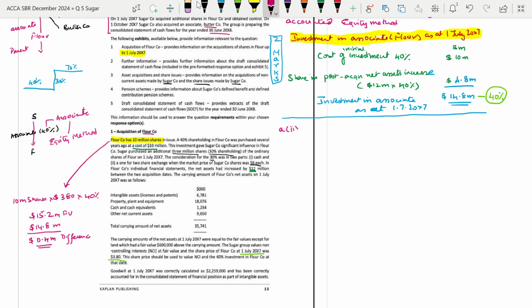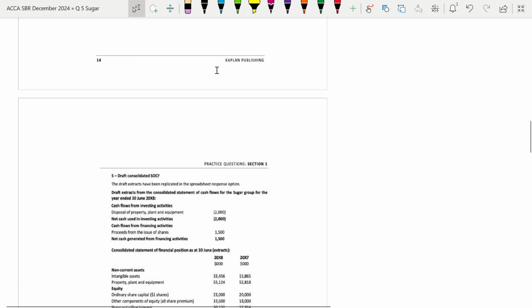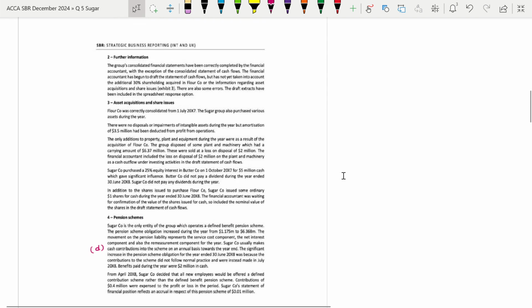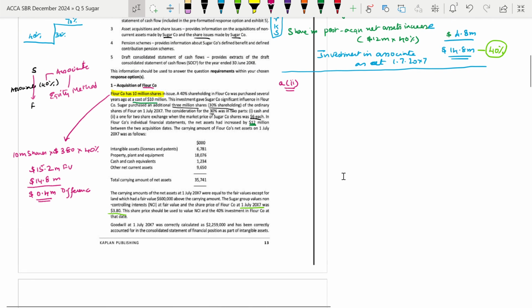A2. What is the question? Read the question again. How the additional purchase should be accounted for, including explanation about how goodwill should be calculated. We have to calculate goodwill also. Okay, we will do that.